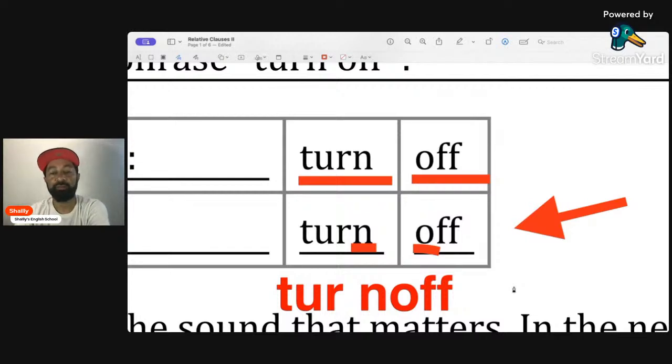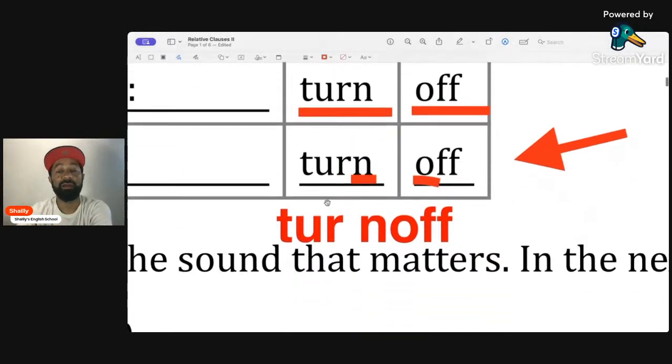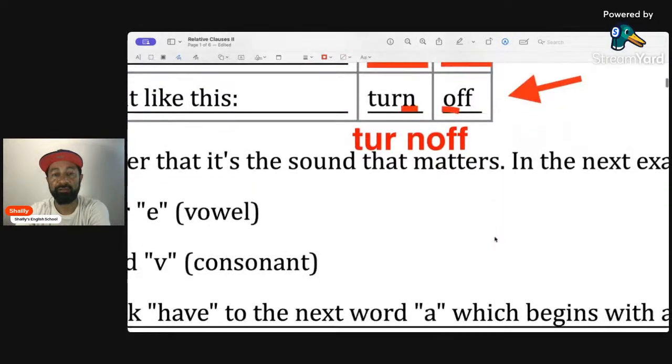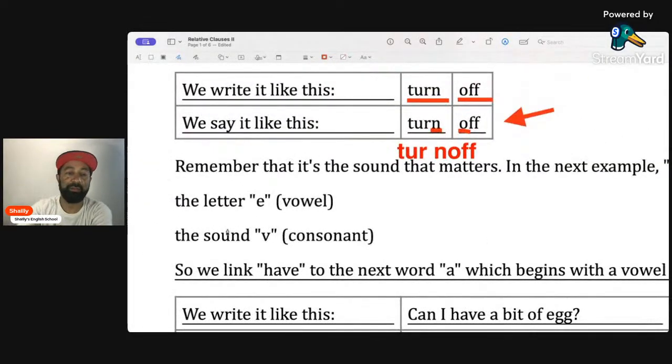Make sure we don't have a huge pause here between the R and the N, but it's turn off. So we're linking the consonant and the vowel. That's how we always pronounce things. We're always going to link the consonant and the vowel together. Once you start doing this, your pronunciation, your speed becomes much faster. Okay, let's look at another example here.